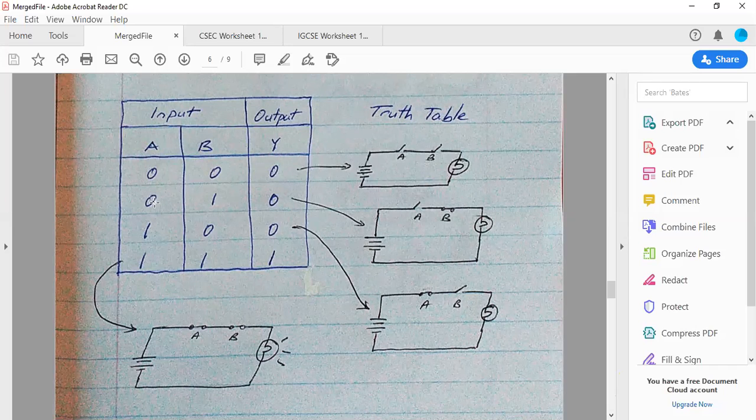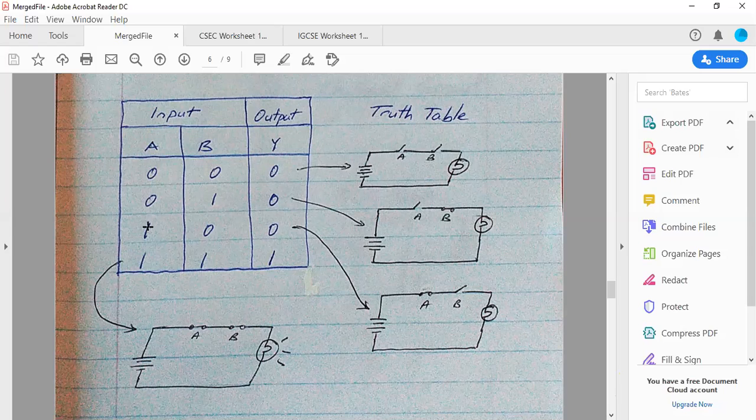Let's go now with the second row. For the second row, A is 0. That means A is open but B is closed. So with your closed switch B here, current is going to flow through the circuit, but it cannot pass A. So that means no current is going to flow through the circuit anymore here. So your bulb is not going to light anymore. So your output is going to be 0.